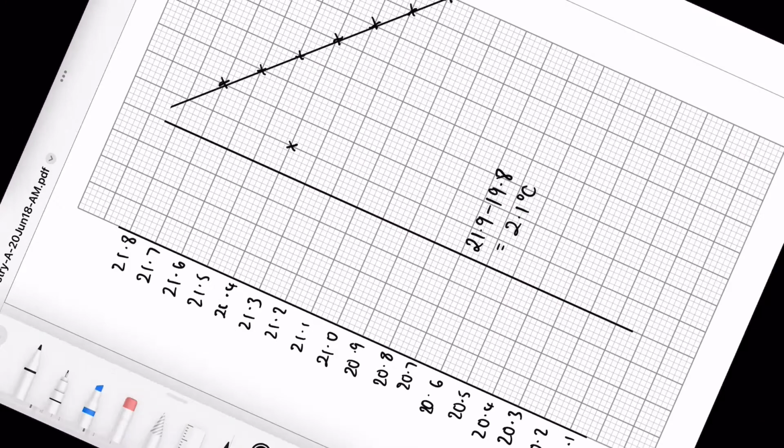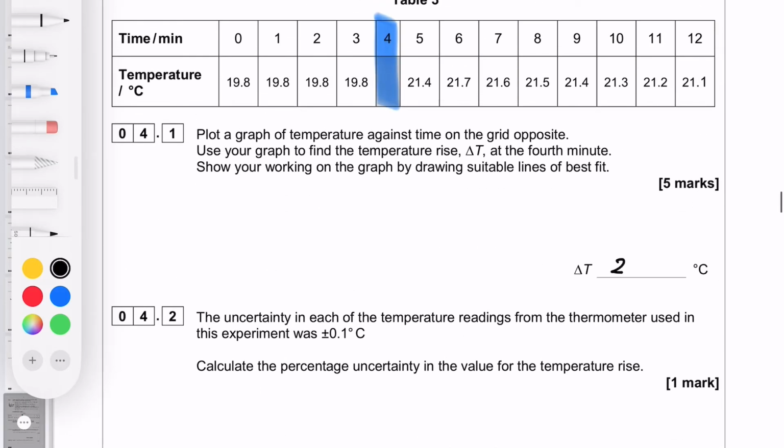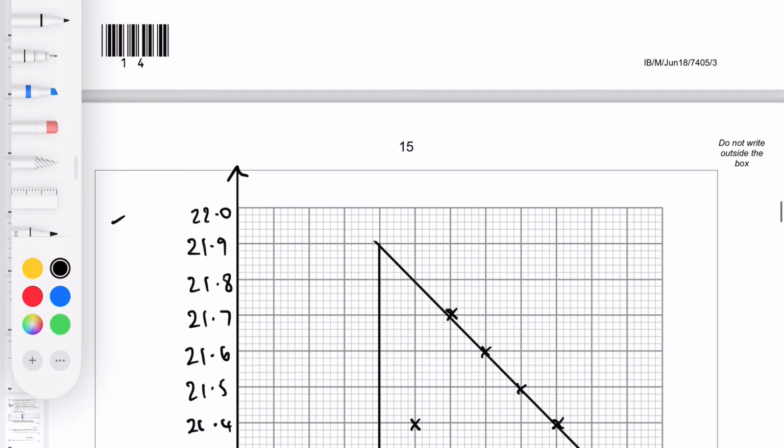I'll just turn my iPad back now and scroll back to where we were. I got 2.1. Now there are 5 marks here. The first mark is for: did you put your temperature on the y-axis and your time on the x, and did you use a sensible scale? You need to have used at least 20 little squares. So 20 little squares would be these 4 big squares to represent 1 degree C. You could have done it a little bit smaller than I've done it, but that needed to represent at least 1 degree C and no smaller than that.